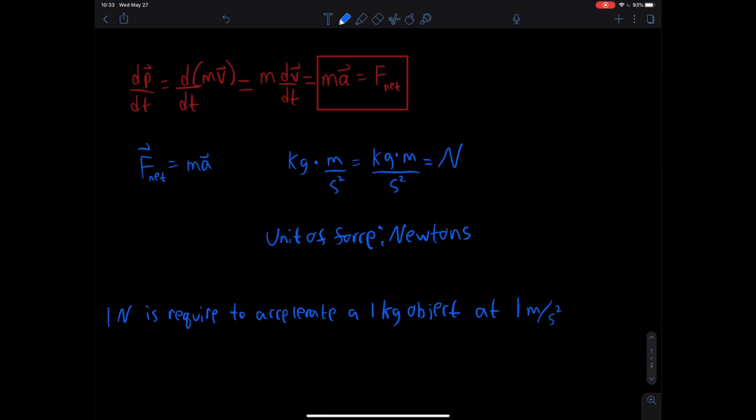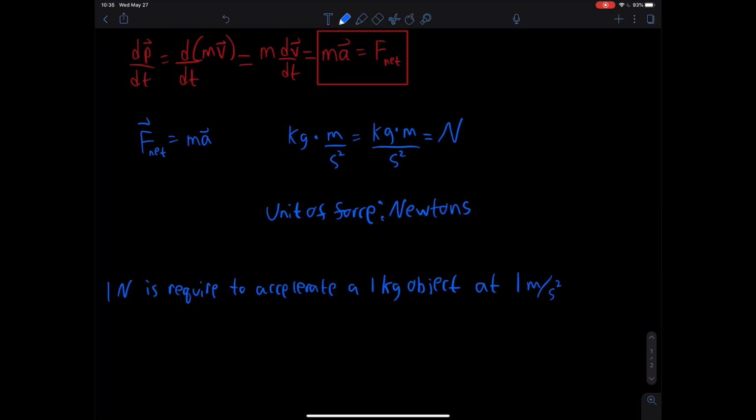So if we take a 1 kilogram object, and let's say it's starting at rest, after 1 second we want it to be going 1 meter per second. After 2 seconds, we want it to be going 2 meters per second. After 3 seconds, 3, and so on and so forth. Every second, we want to increase its velocity by 1 meter per second. If that object weighs 1 kilogram, the amount of force we're going to have to continually apply to this object is exactly 1 Newton. So the Newton is the SI unit of force.